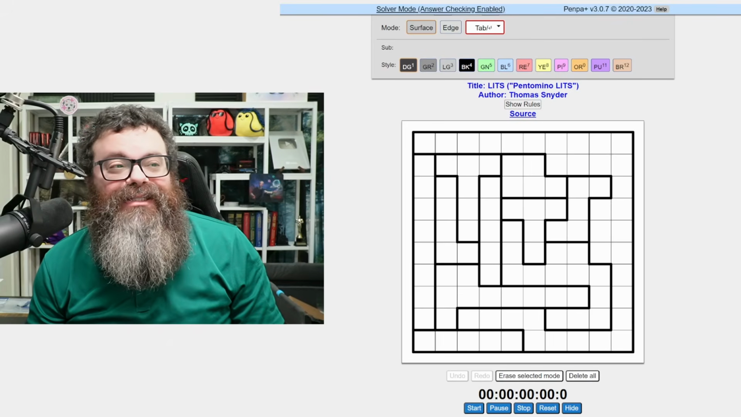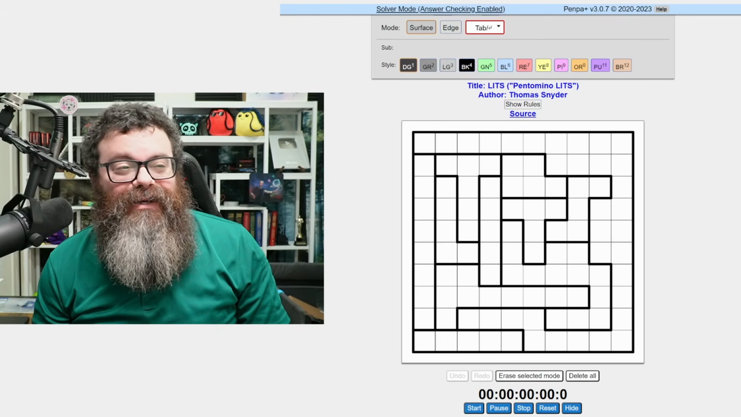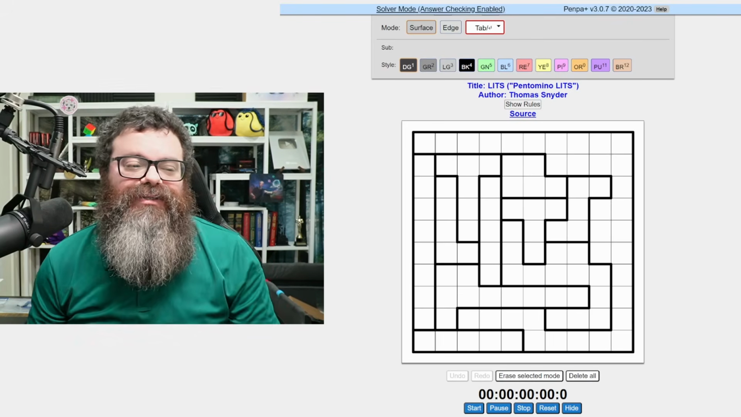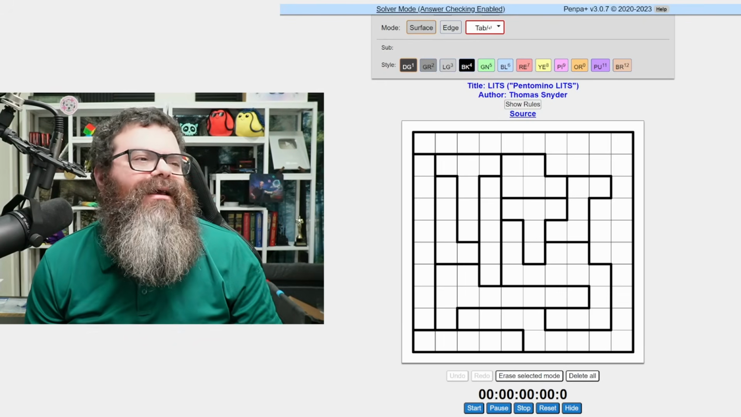Hello, let's solve a LITS puzzle. This is called Pentomino LITS. It's by Thomas Snyder. I sourced this from GM Puzzles. There's a link in the description. So how do we play this?